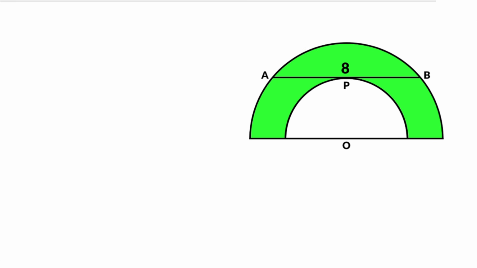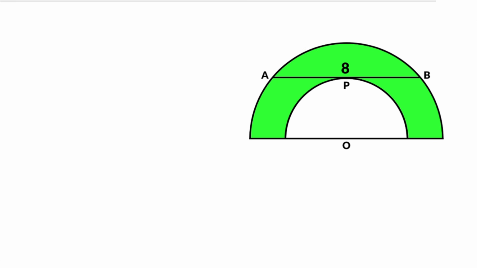A horizontal chord, AB, connects 2 points on the outer semicircle, and this chord just touches the top of the inner semicircle at exactly 1 point, point P. The entire chord AB is 8 units long. Our job is to find the exact area of the green shaded region.